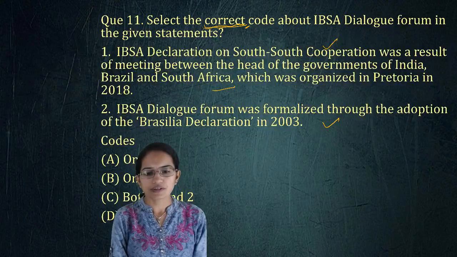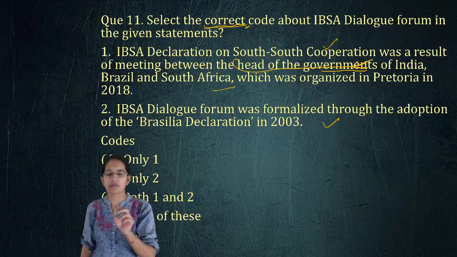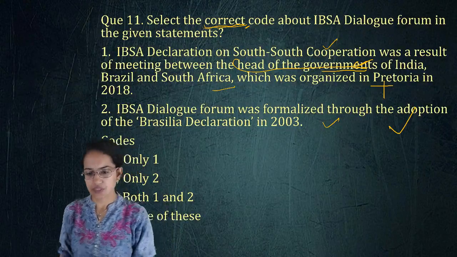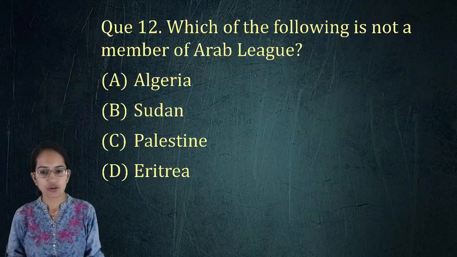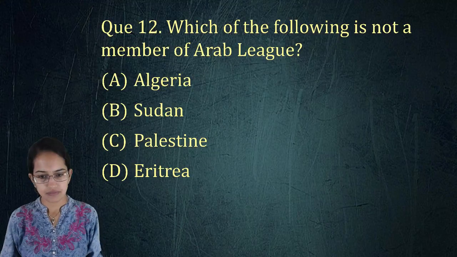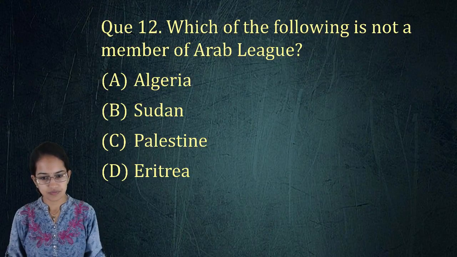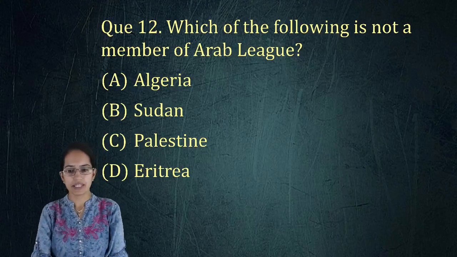It's not between the heads of the governments, and that's the major key thing that you have to read in the question very, very minutely, very, very carefully. So the first option is incorrect, the second option is correct. I hope that's clear. Next question, which of the following is not a member of the Arab League? Question 12, which of the following is not a member of the Arab League?